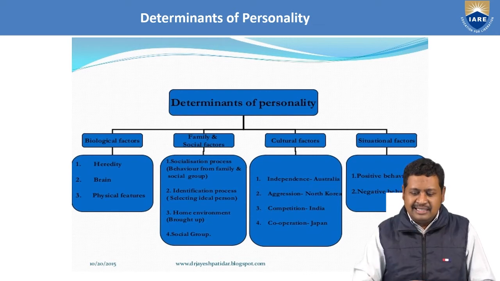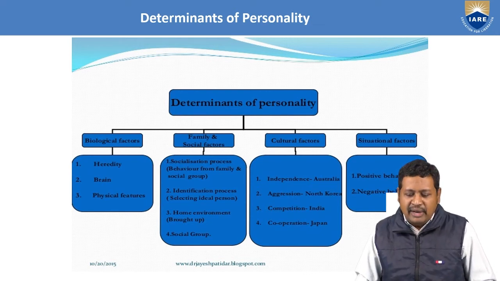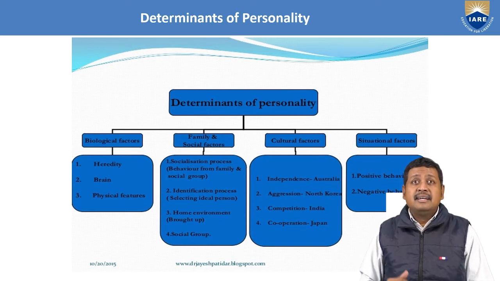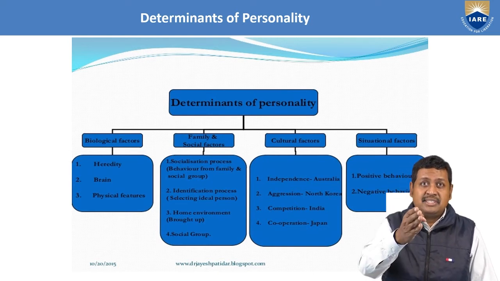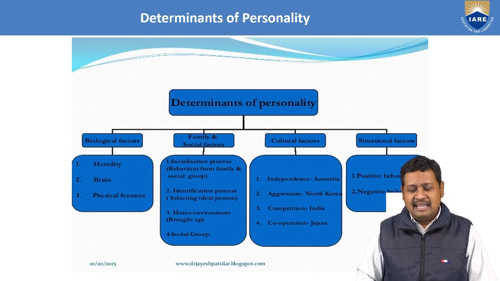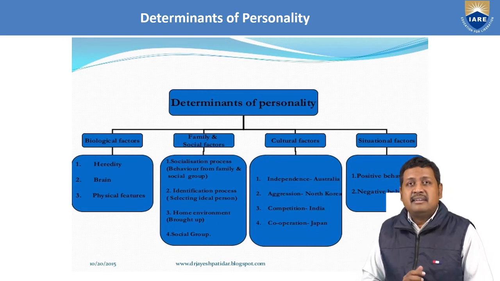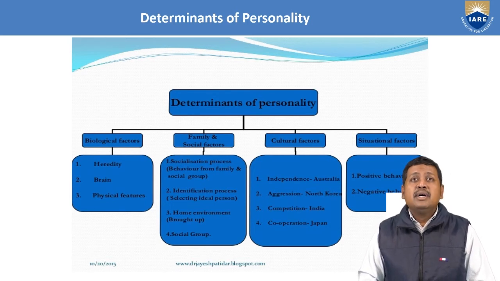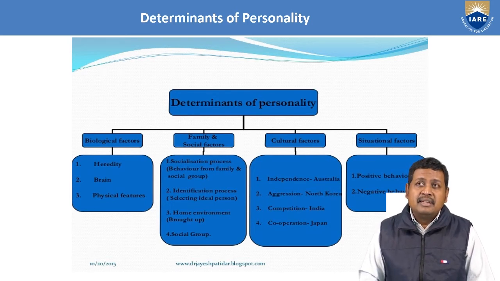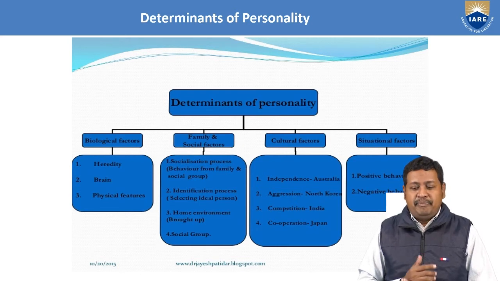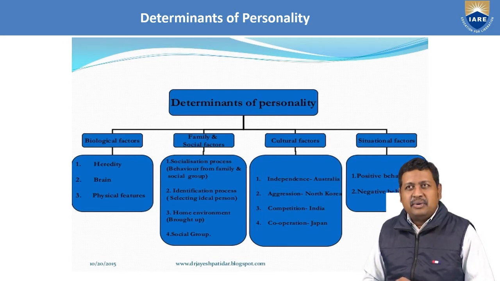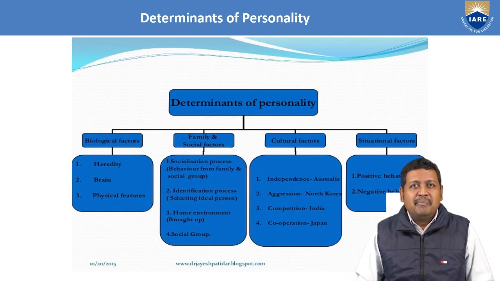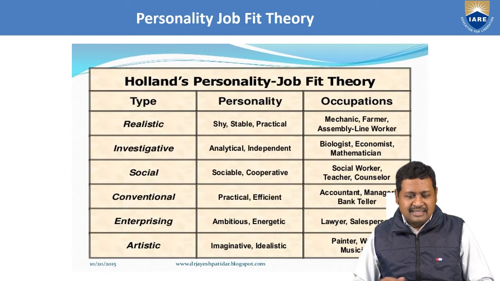And the last but not the least, situational factors. Positive behavior, negative behavior. What sort of behavior as a person do you possess? That will determine your personality. Is it a positive behavior or a negative behavior? Positive behavior, as I told you, means broad-minded people, empathetic people, optimistic kind of people. Negative means pessimistic, narrow-minded people. So never be a narrow-minded person. Be a broad-minded person. All right.